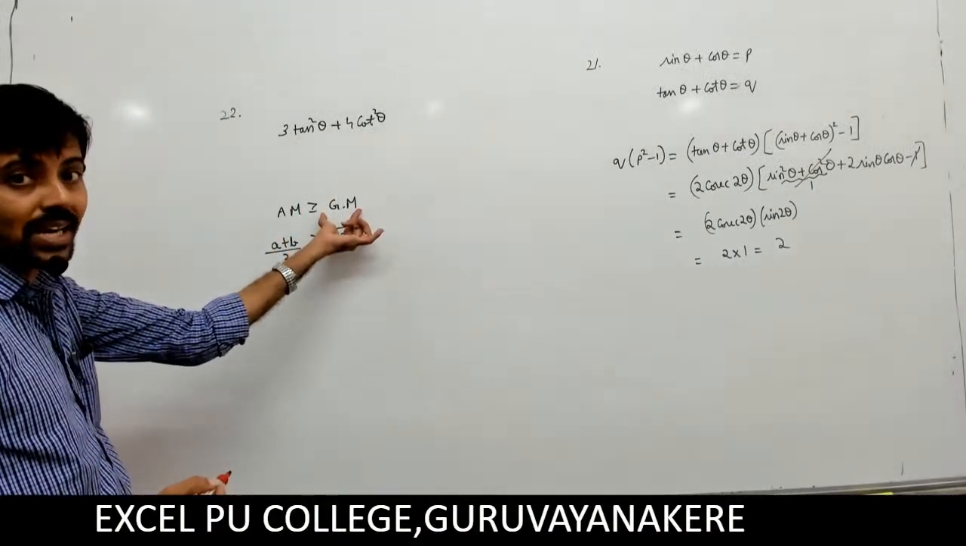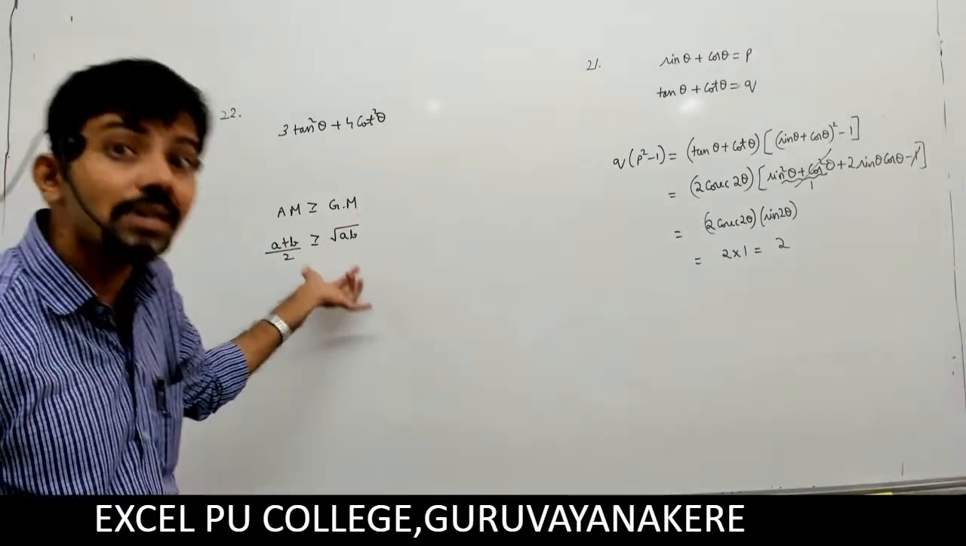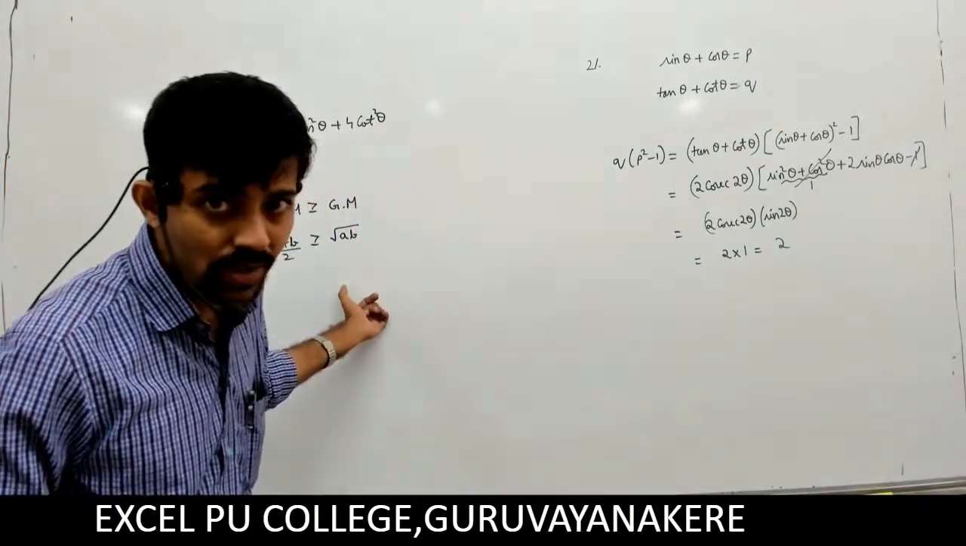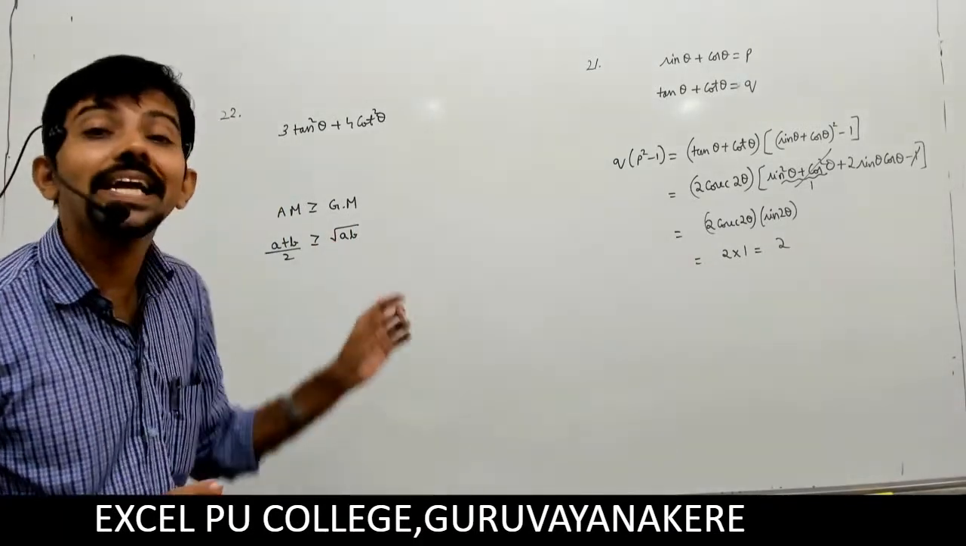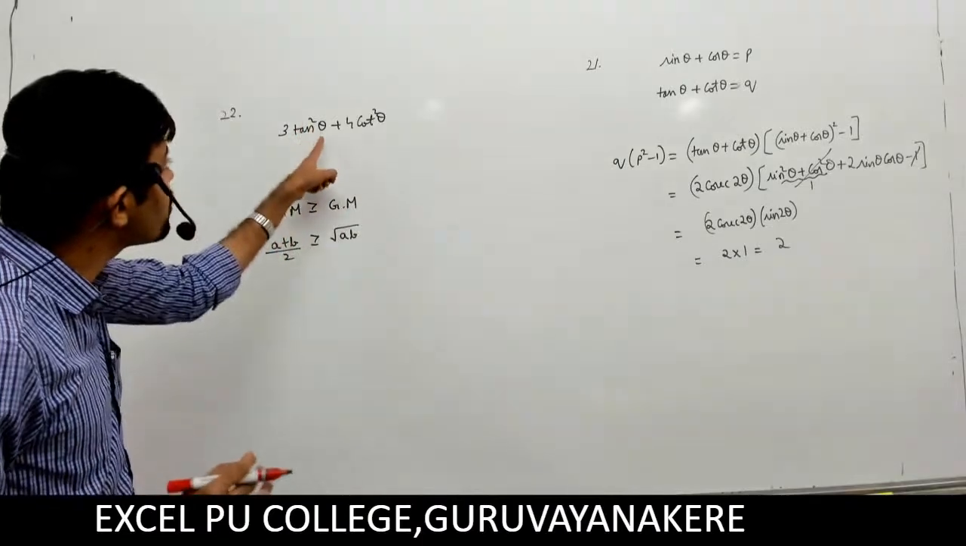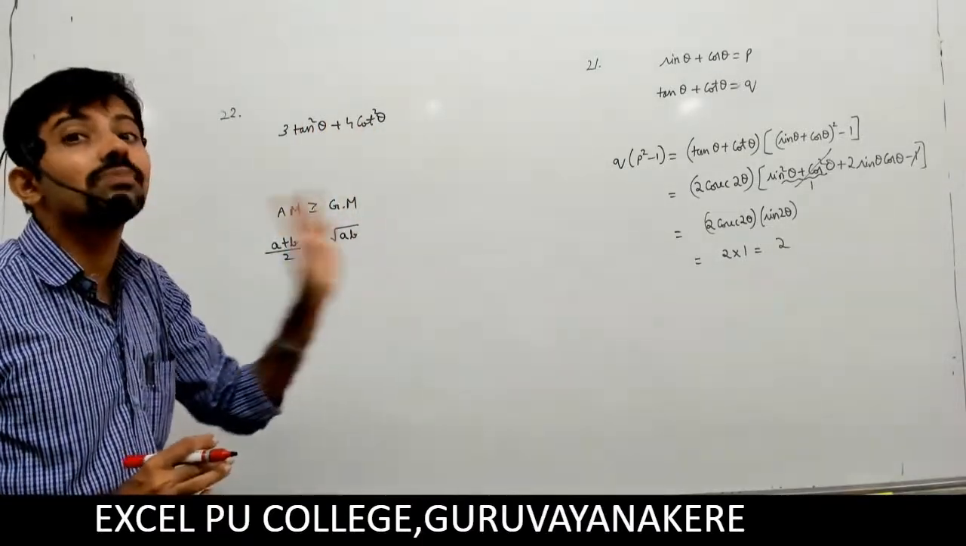For two numbers A and B, geometric mean is square root of AB. This result is useful to find the minimum value of certain expression. And that too, minimum value means the geometric mean should be independent of the variable. Here the variable is theta, right? Theta is the variable. The theta should be removed.